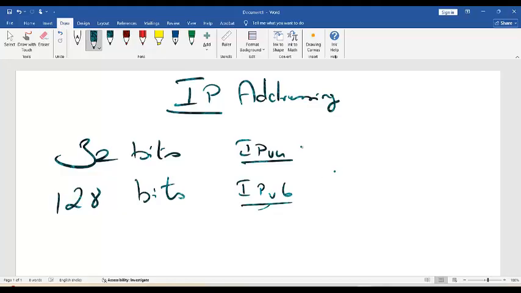But these two protocols work in the network layer. Layer 3 of OSI, the network layer. That's why we call IP address a layer 3 address. That's why we call all the routers layer 3 devices, because the router focuses only on the IP address in the packet.